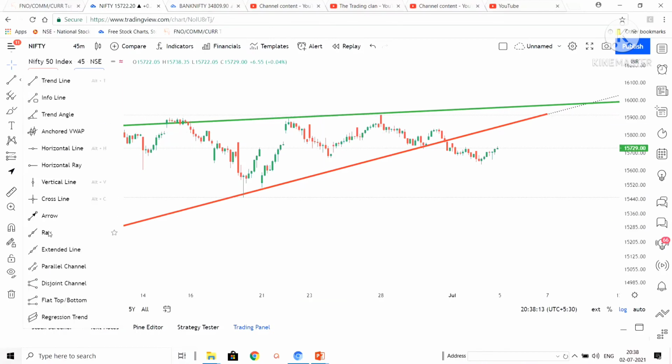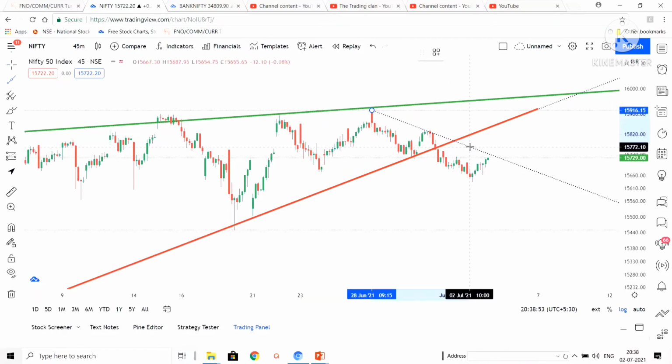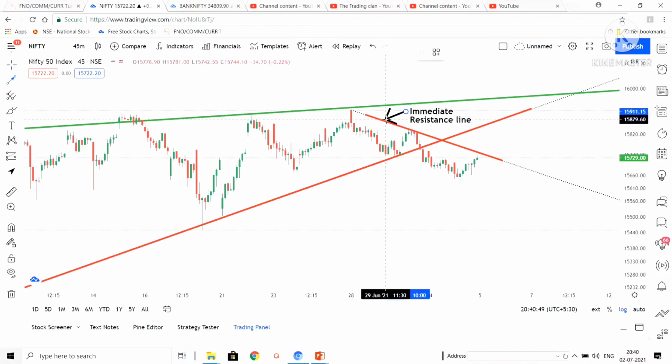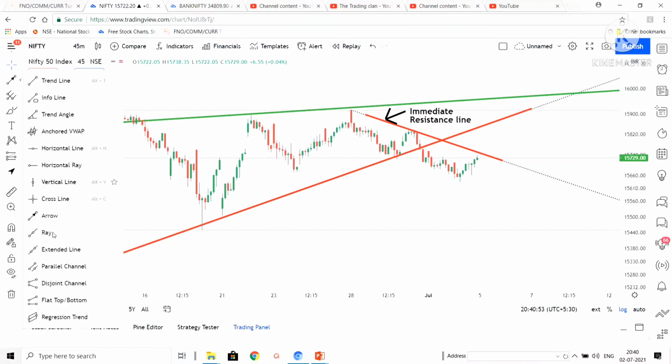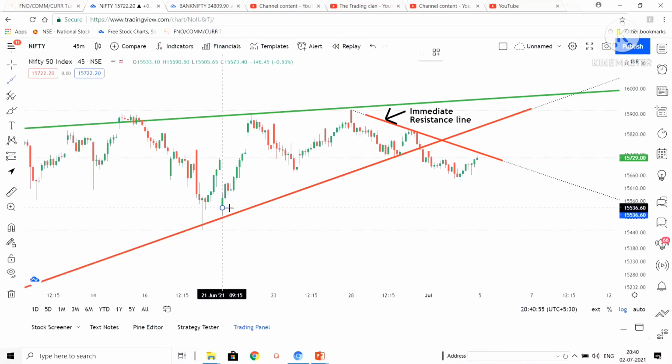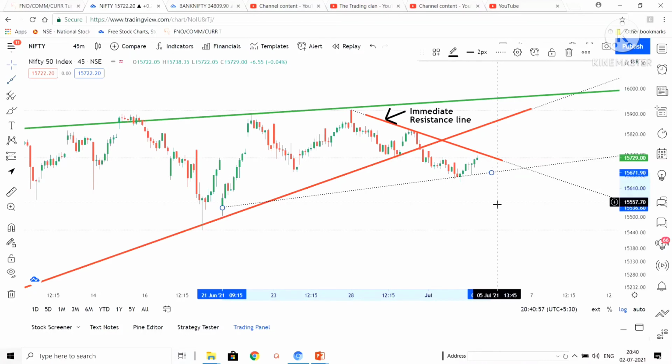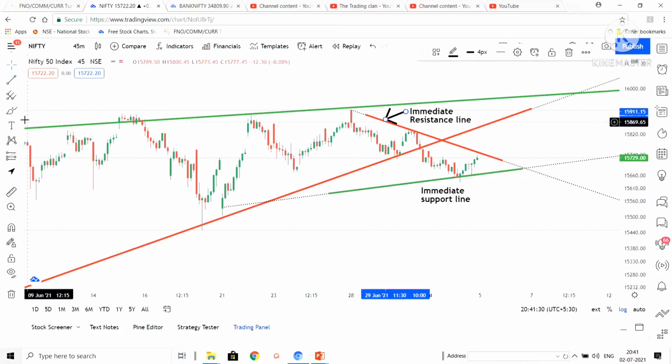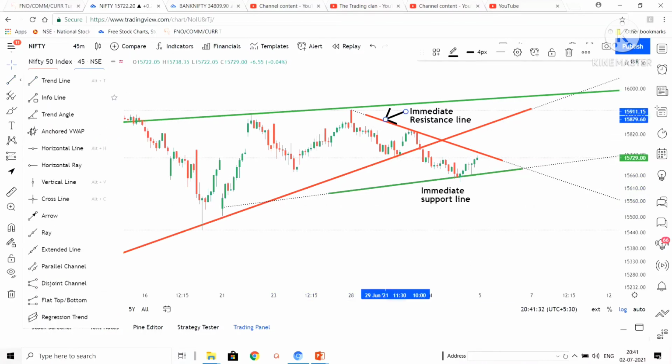So here I am going to mark the immediate resistance line. Whenever this resistance line gets a breakout, we can see much higher upside. This is our immediate resistance line. In a similar way, we can make our immediate support line by connecting the immediate pivot levels. This is our immediate support line.